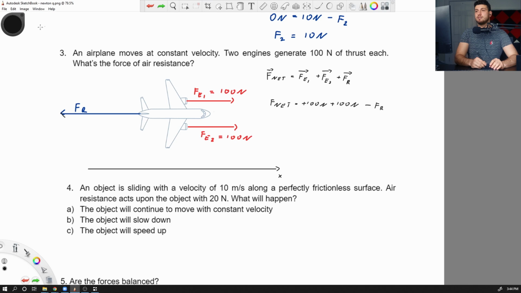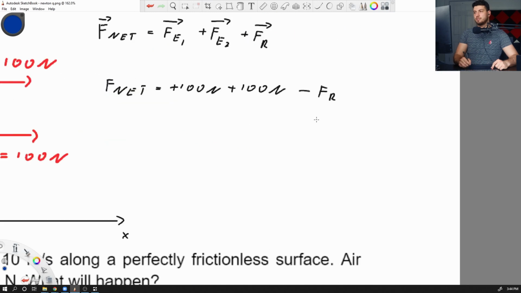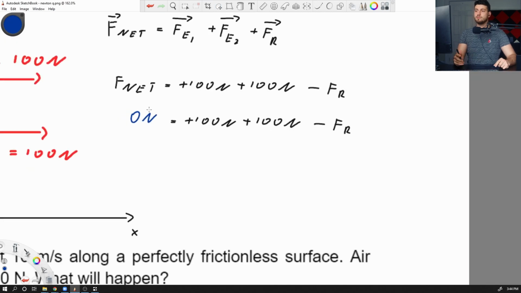How do I know that? Well, let's take a look here. An airplane moves at constant velocity. Constant velocity means that F net equals 0. So I can take this equation and just rewrite it as F net equal to 0. Now it's just a matter of a little bit of algebra, so let's do that. And let's solve for Fr.